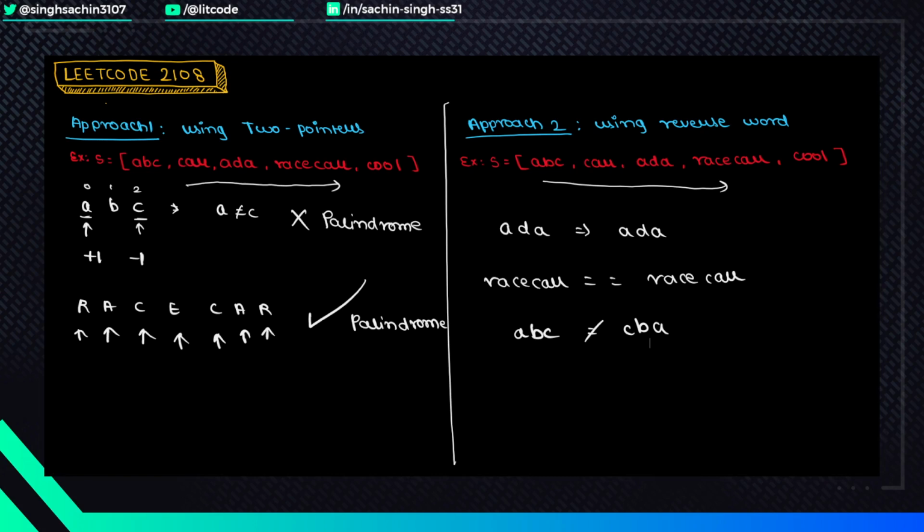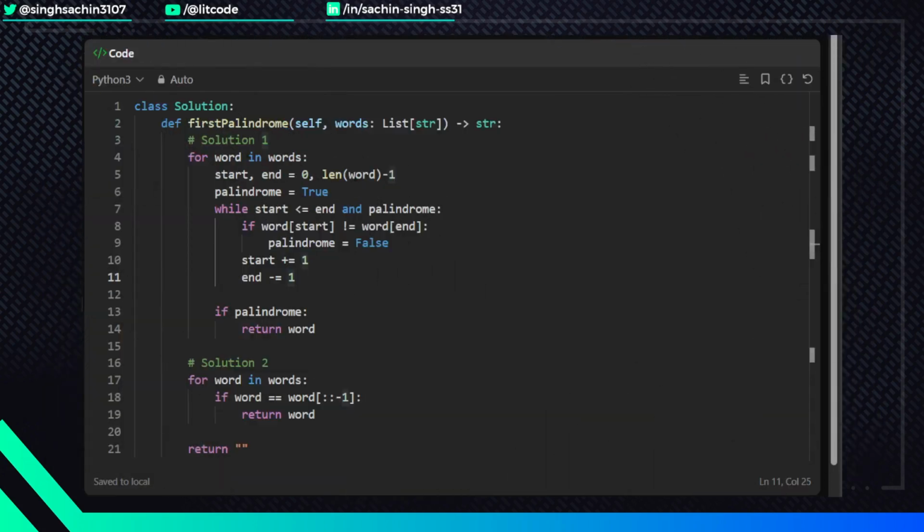Let's check out the code for both the possible solutions. Okay, so here's the code. For the first solution, we are iterating the complete array, starting with 0, and we have our end pointer at the last index. I'm using this additional variable to keep track of whether the string is a palindrome or not, or if we want to further process it or not. We have a while loop, and this runs until our start pointer is less than or equal to the end pointer, and the string is a palindrome at the current moment.